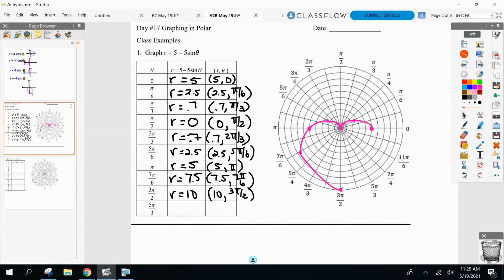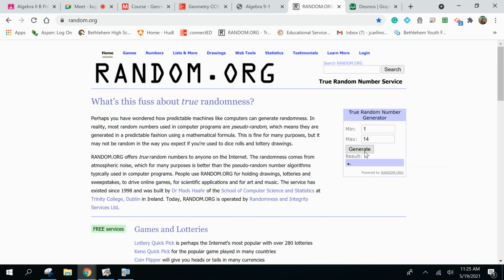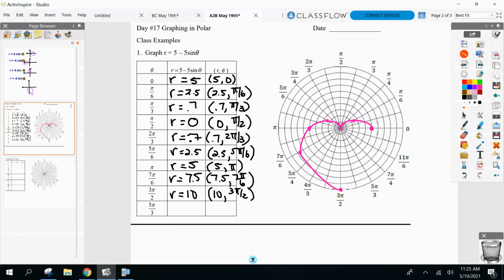Any issues so far? One more to finish this bad boy. 5 pi over 3. Let's finish strong. Anna, 5 pi over 3. What do you got for the final point? 9.3. Yep, about 9.3. Five pi over 3, 9.3, 1, 2, 3, 4, 5, 6, 7, 8, 9, and about 0.3. Right there. And then you just, wherever your final point is, connect it with your initial point.